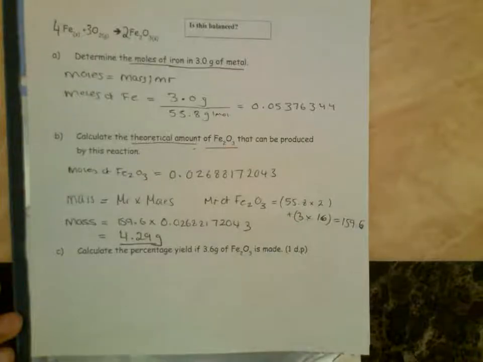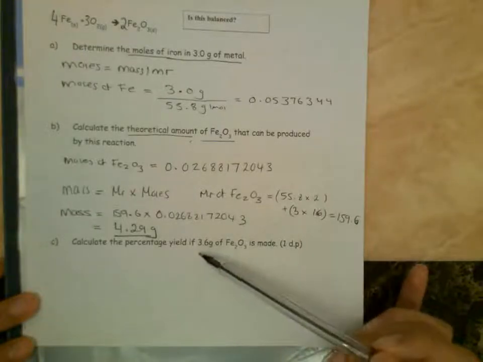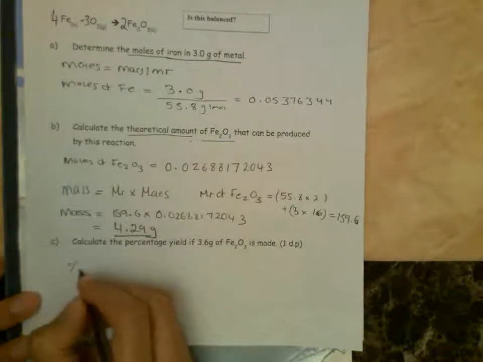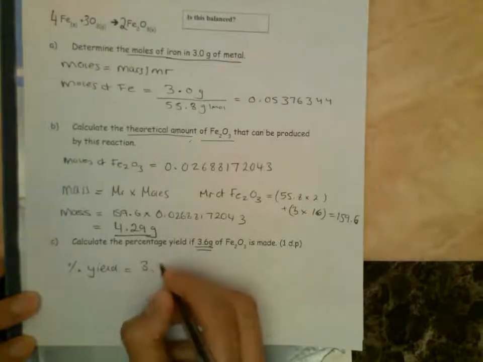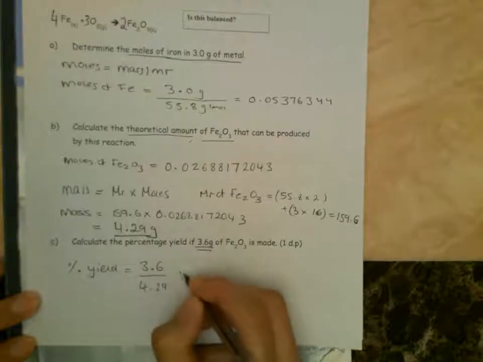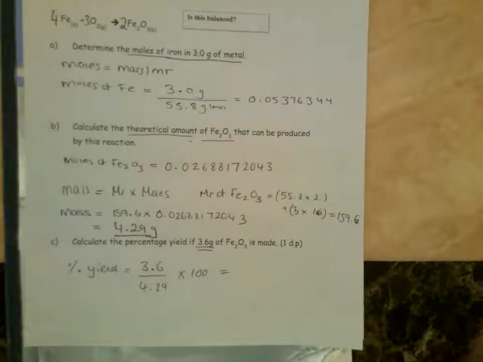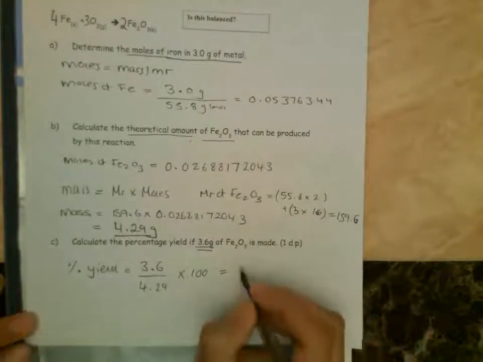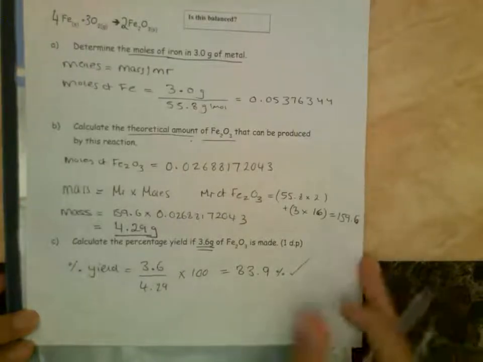Okay, now the last bit of the question is calculating the percentage yield if 3.6 grams of iron oxide is made. So we know the theoretical amount, which is 4.29. We know that the actual amount produced was 3.6. So 3.6 divided by 4.29 times 100 would give us a percentage yield of 83.9%. Lovely.